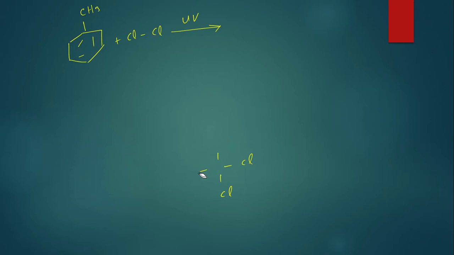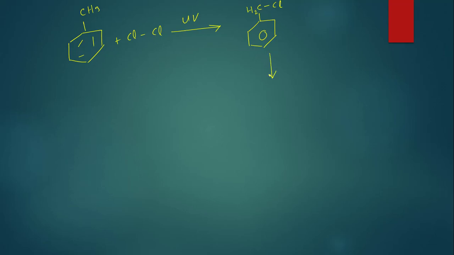it will also give a free radical reaction mechanism, but it will not react with the benzene ring. This chlorine will only react with the methyl group. So this is benzene and this is CH3, and it will have one chlorine and two hydrogens, because one of the hydrogens is replaced with chlorine.